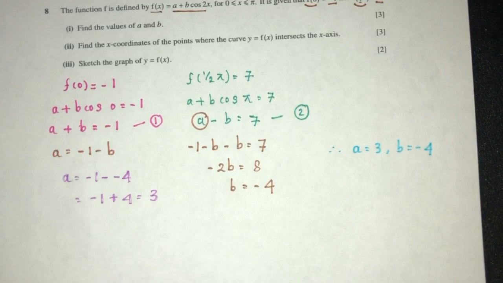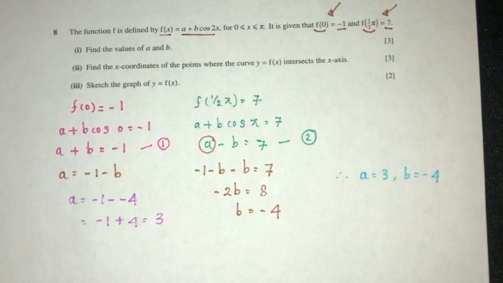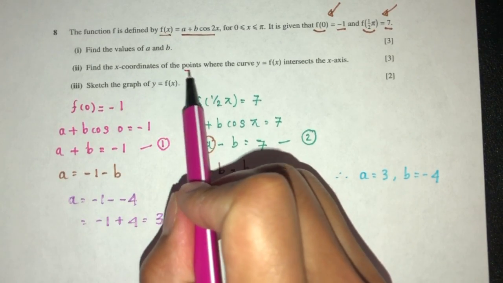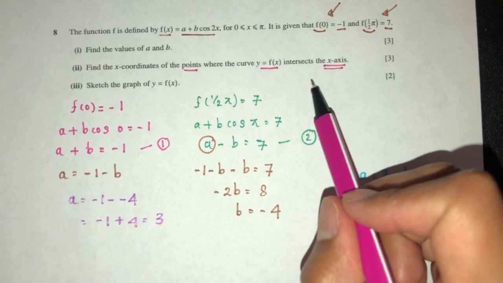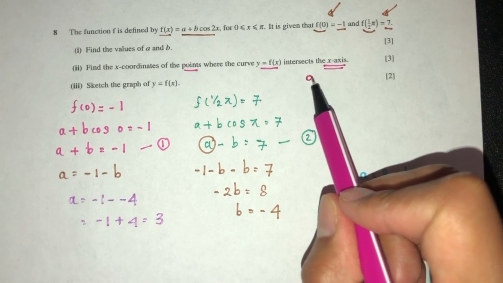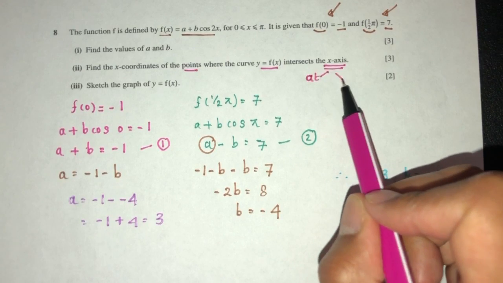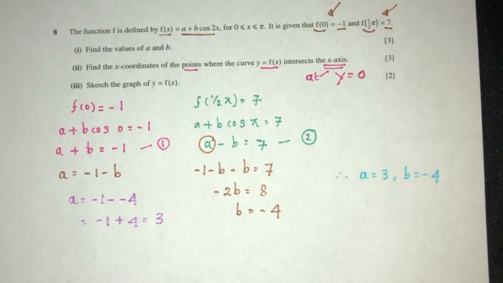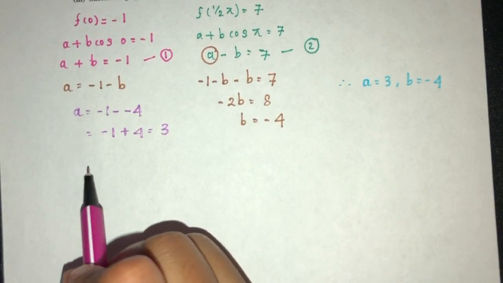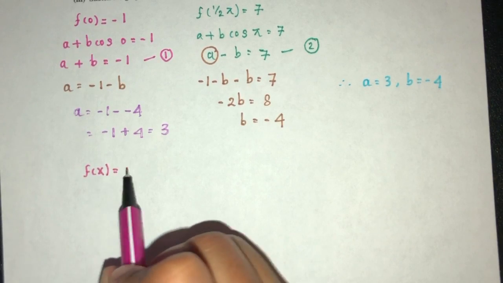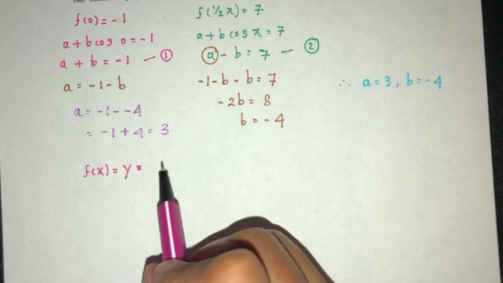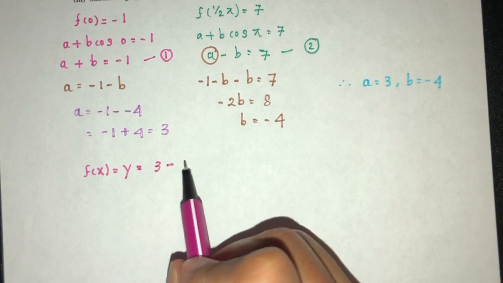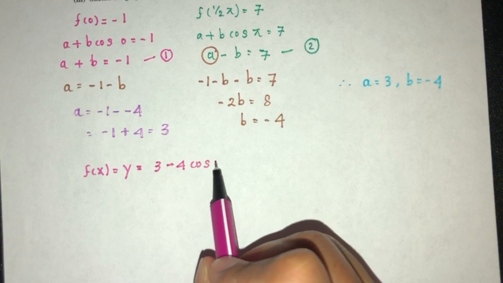So we have the two values: a will be 3 and b will be minus 4. Now moving on to part 2, we have to find the x coordinates of the points where the curve intersects the x-axis. Now we know that at the x-axis, the value of y has to be 0. So let's solve the equation. We have f of x, which is simply y, equal to 3 minus 4 cos 2x.